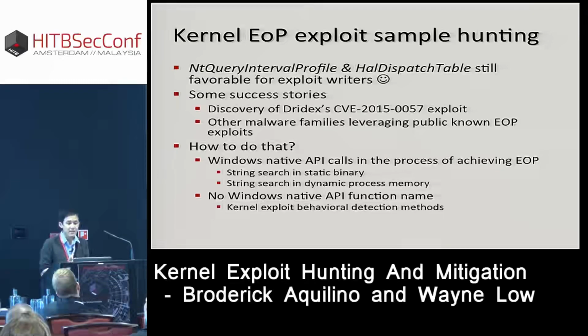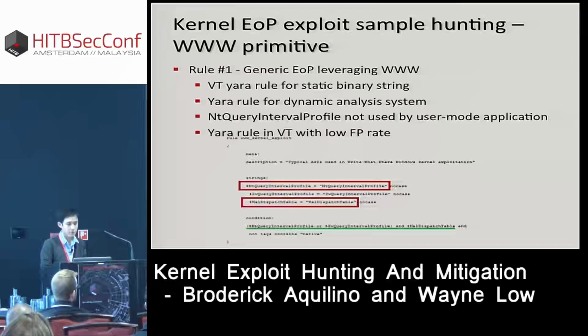However, there are some cases where these Windows kernel API functions are not hard-coded in the binary. For example, the malware might use some shellcode technique to implement its own GetProcAddress routine and parse the import table manually in order to retrieve the function addresses needed by the exploit. To address these cases, we introduce some kernel exploit behavior detection methods that will be explained by Broderick in the anomaly section. So we will first discuss the generic way to identify write-what-where primitive kernel exploit samples.